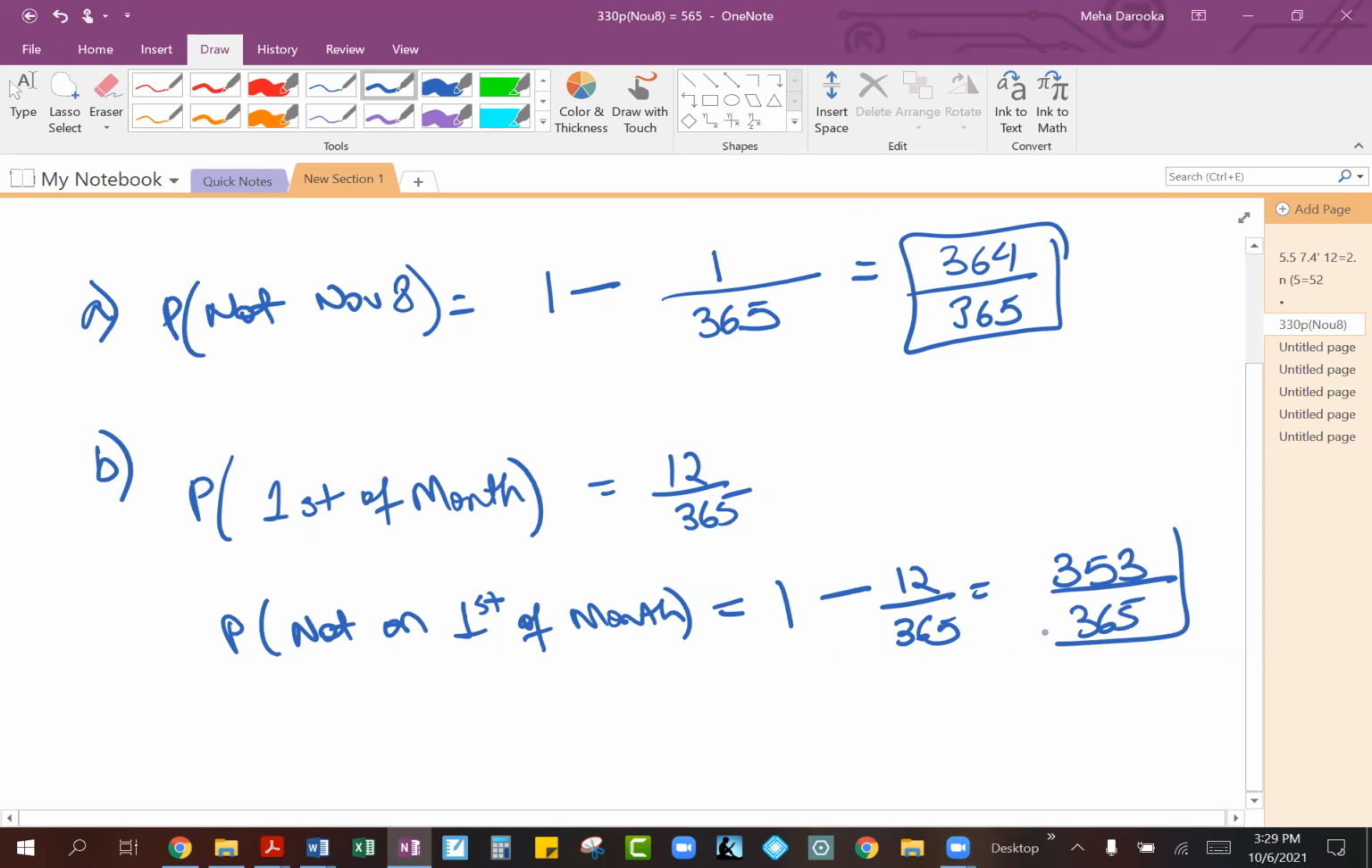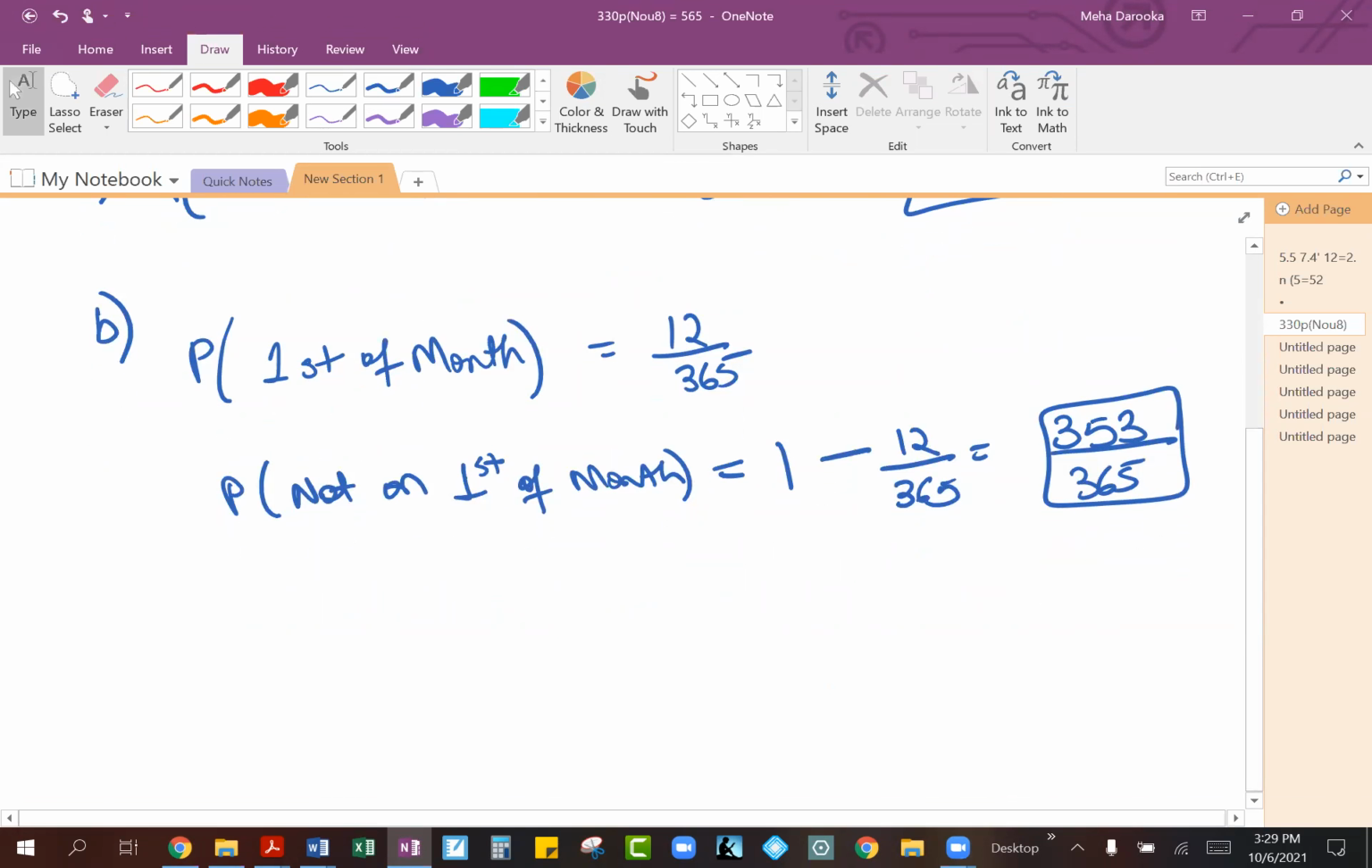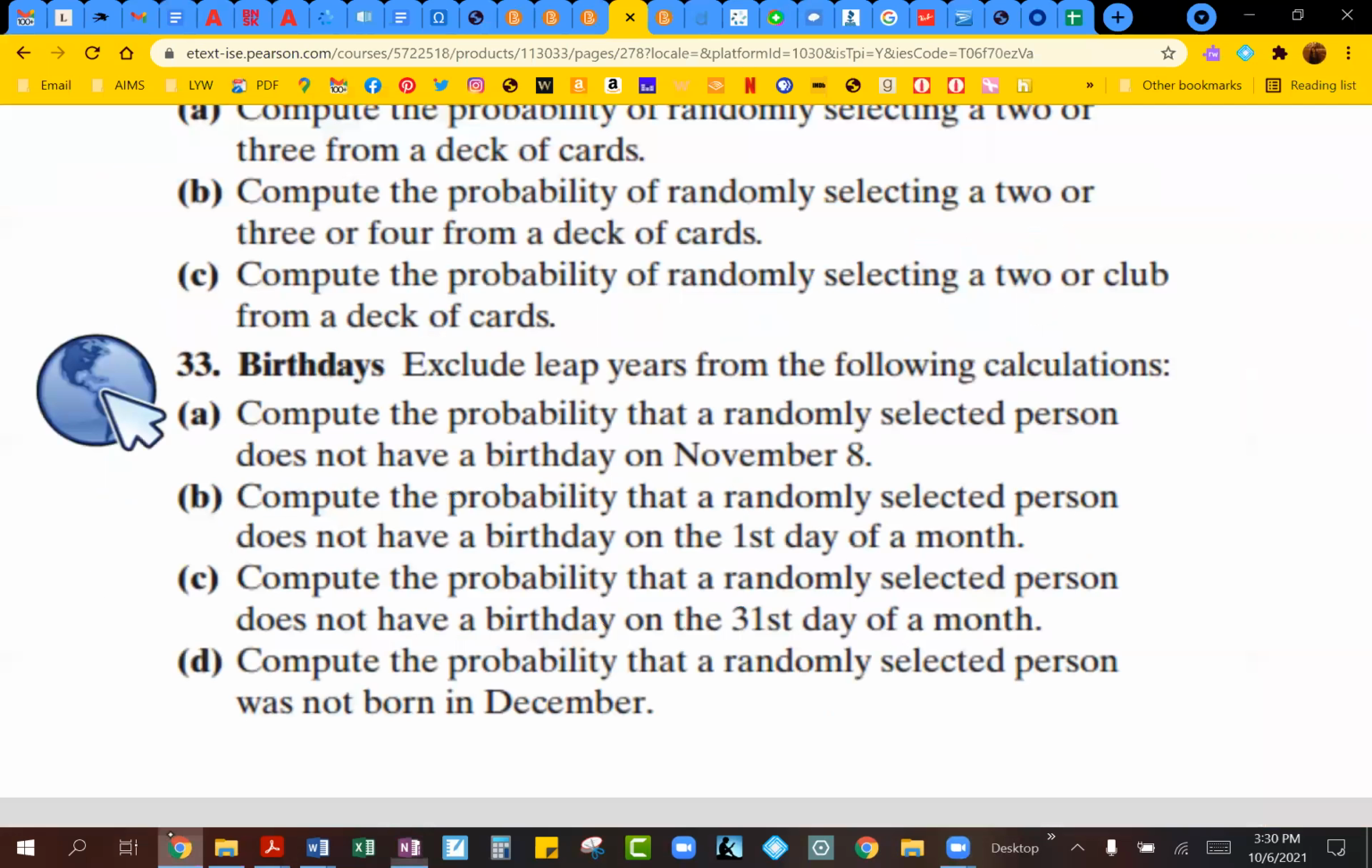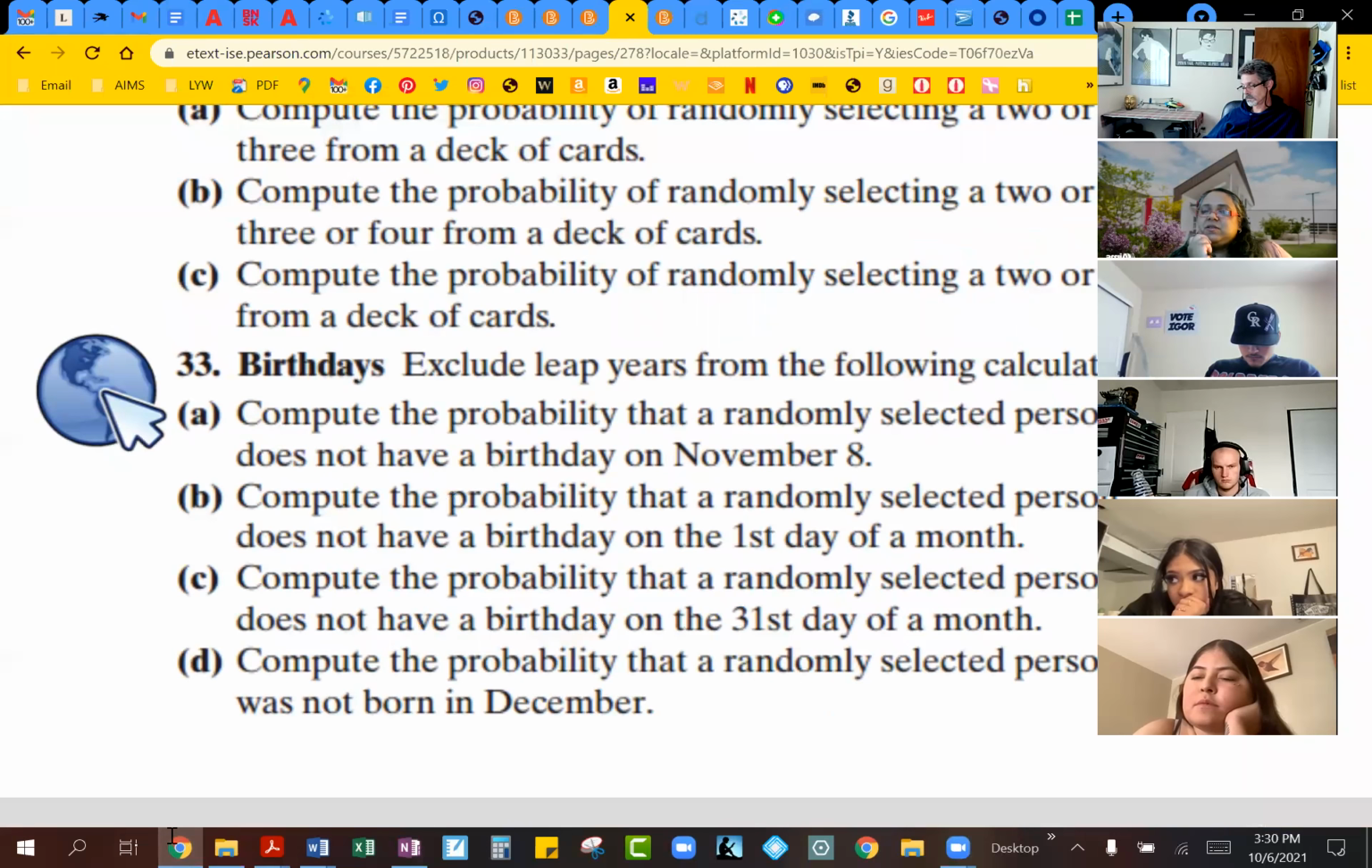Yes. All righty. Will that be similar to part C, where they were asking us the person does not have a birthday on the 31st of a month, or will it be a different calculation? Do all months have a 31st, Darla? No, February doesn't. Only 7 months have 31 days.